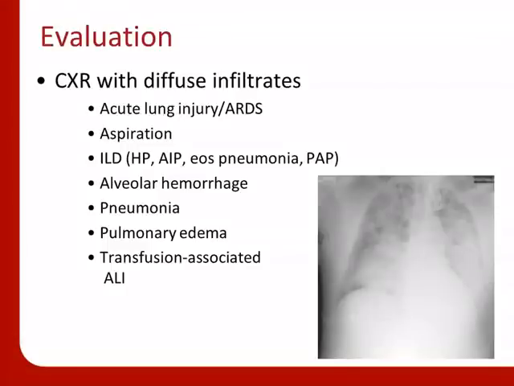If you see an X-ray like this with diffuse infiltrates, the most common categories are either acute lung injury or ARDS, or diffuse aspiration. There are some interstitial lung diseases that can give you this type of pattern. Things like acute interstitial pneumonitis, which is an acute or accelerated version of ARDS. Eosinophilic pneumonia can look like this. Pulmonary alveolar proteinosis can look like this. The other categories are alveolar hemorrhage, pneumonia, pulmonary edema, and transfusion reactions can look like this too. So basically anything that's filling the alveolar space, whether it's fluid, blood, pus, or protein, are the usual big categories that you see.